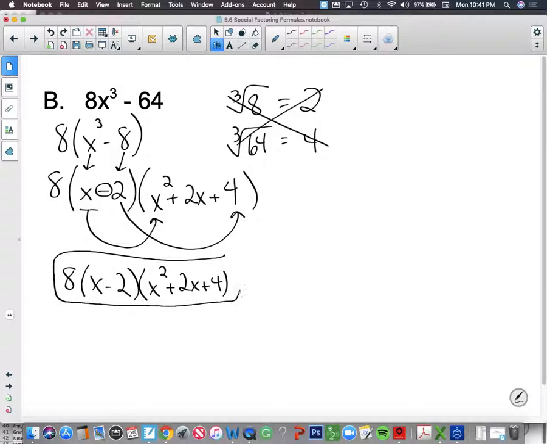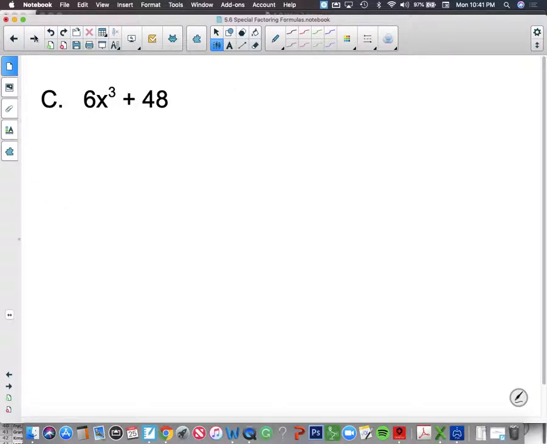There we go. Done. All right, on to the next one. C, 6x cubed plus 48. Think of it just like the last one. Try the pattern here.